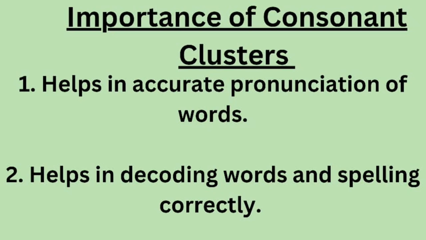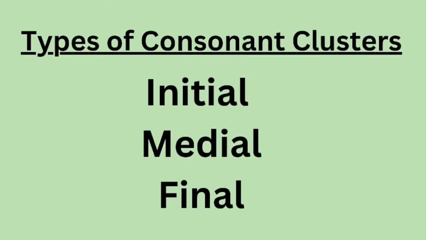Okay, if you will remember very well, at the beginning of this class, I mentioned that we have types of consonant clusters based on the position of the cluster in a given word. Some consonant clusters usually occur at the beginning of words. These are called initial consonant clusters. Some appear at the middle of words and they are called medial consonant clusters, and others appear at the end of words. They are called final consonant clusters. Okay, so we'll be talking about the initial consonant clusters.